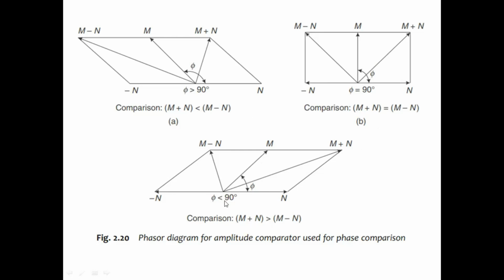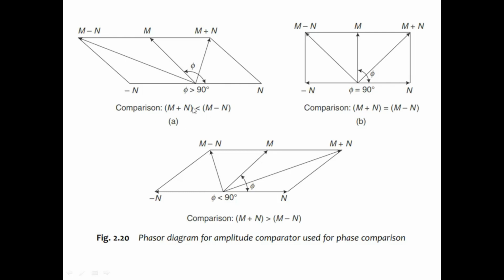And in that third figure, figure C, phi is less than 90 degrees. When phi is less than 90 degrees, only at that case is our relay operated. Okay, so figure A here shows the M plus N signal and M minus N signal.